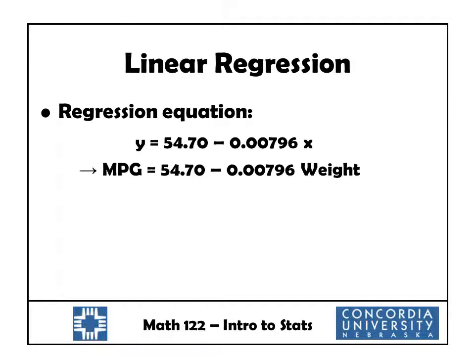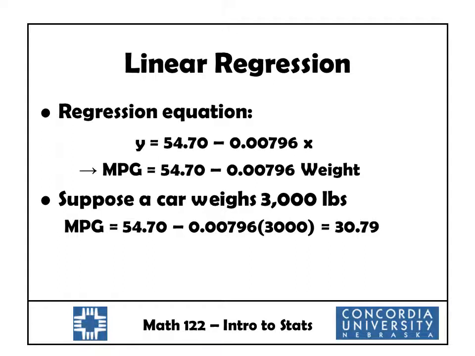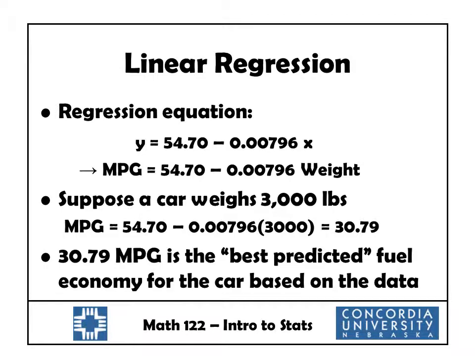Okay, now what can we do with that? Well, suppose a car weighs 3,000 pounds and we want to predict its highway miles per gallon. Well, what we can do is simply plug in 3,000 for weight, take it times the negative 0.00796, add it to 54.7, and we get 30.79. That number, 30.79 miles per gallon, is what we call the best predicted fuel economy for the car based on the data. So that is a prediction.